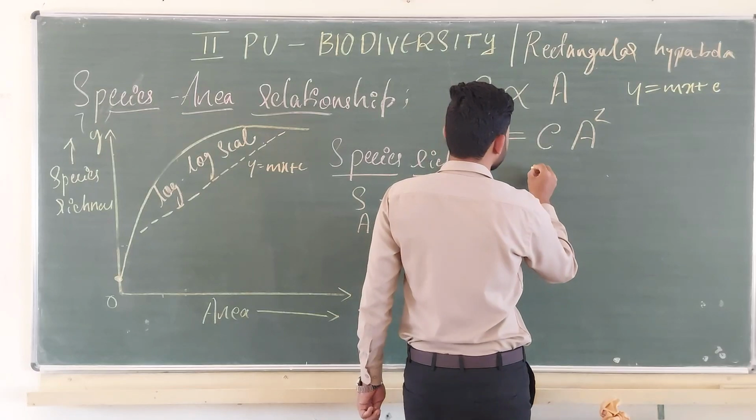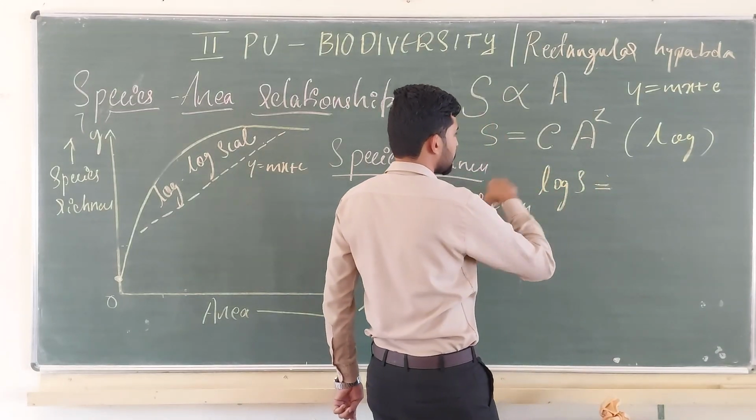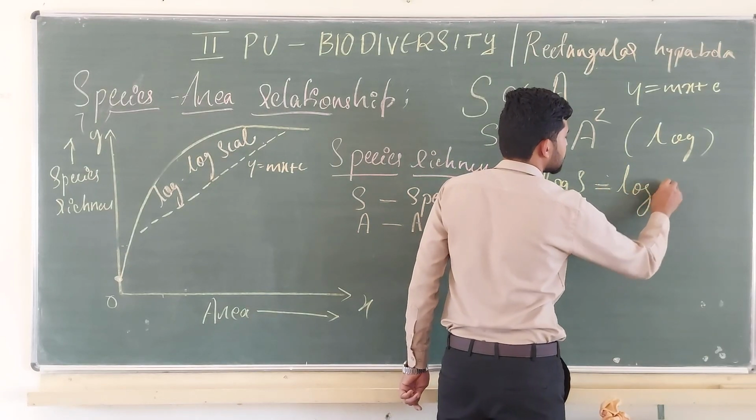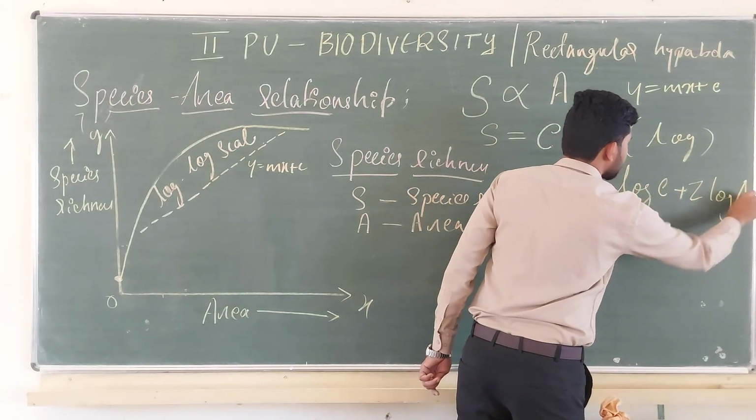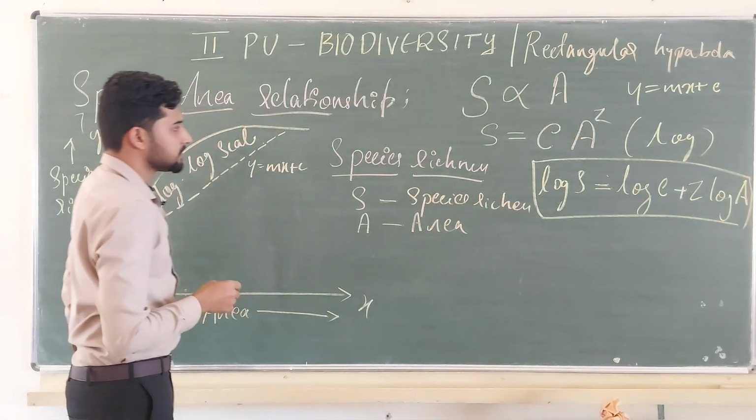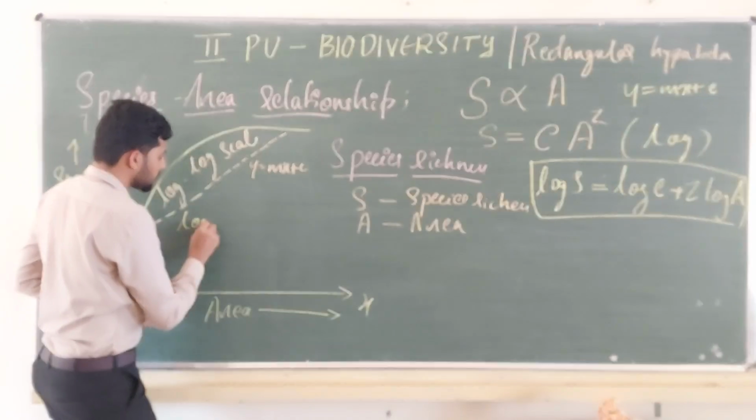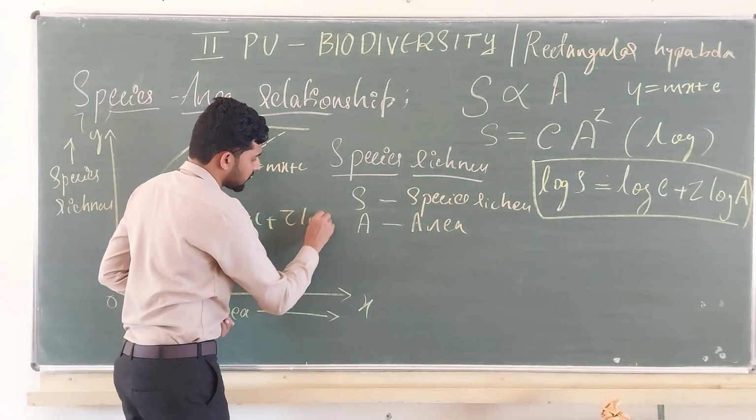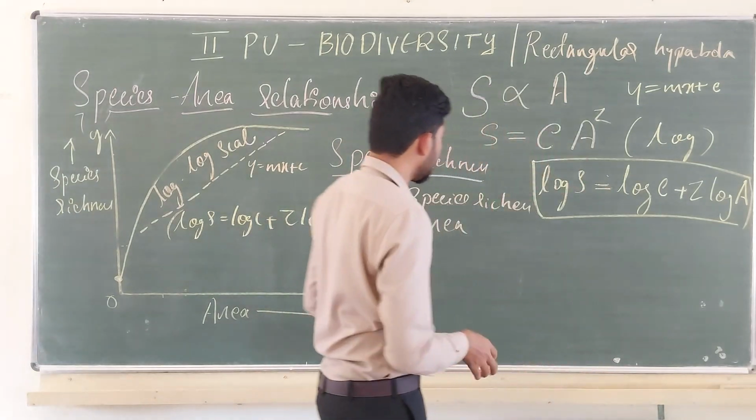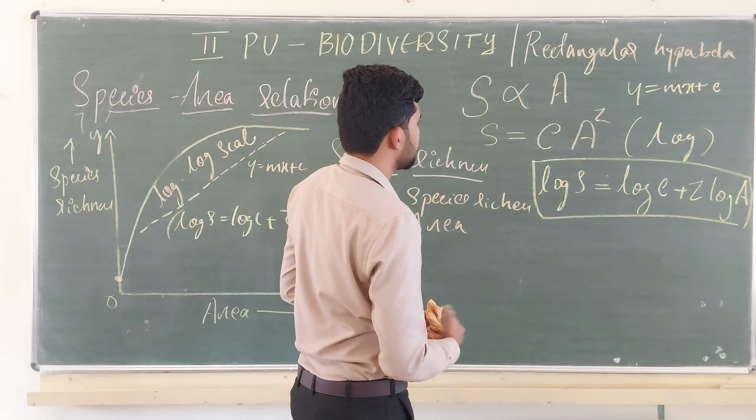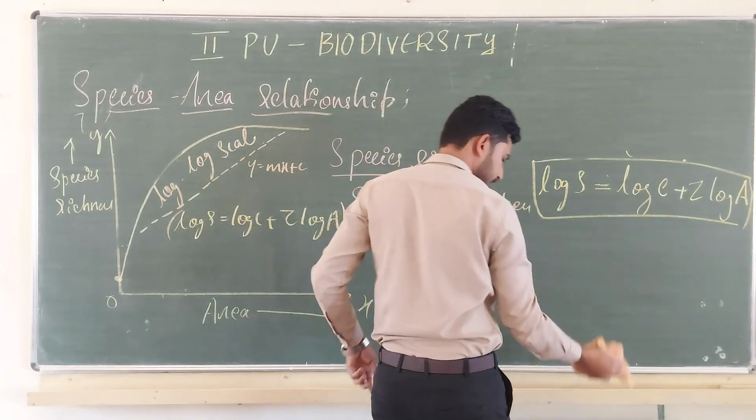So applying log, the equation becomes log S equal to log C plus Z log A. This is the equation. What is that equation? Log S equal to log C plus Z log A. This is the equation for the species area relationship. I will explain now. Shall I erase this? Okay, fine.